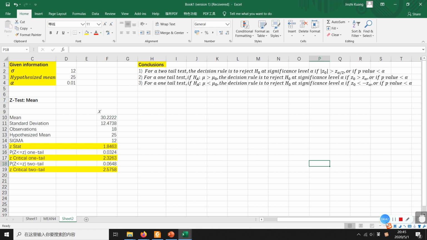In our case, the p-value for the one-tailed test is 0.0324, which is higher than the significance level alpha 0.01. So H0 is not rejected at 1% level of significance. And for the two-tailed test, the p-value is 0.0648, which is higher than the alpha 0.01. So H0 is also not rejected at 1% level of significance.